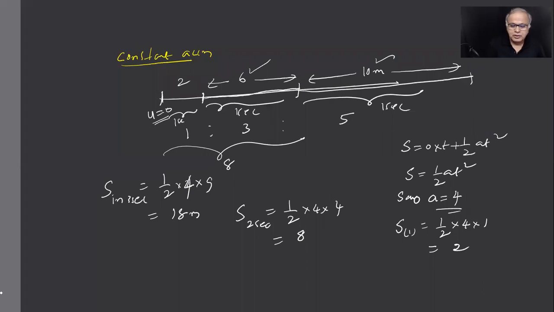So this is the meaning of uniformly accelerated motion in a straight line. So for this, we are deriving the equations. All right. So the first equation.